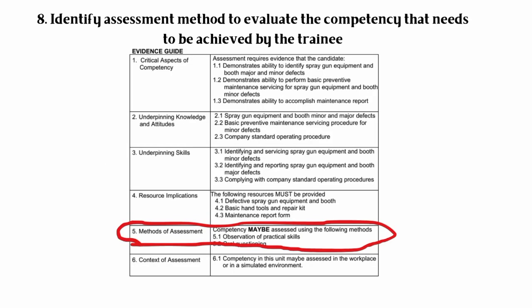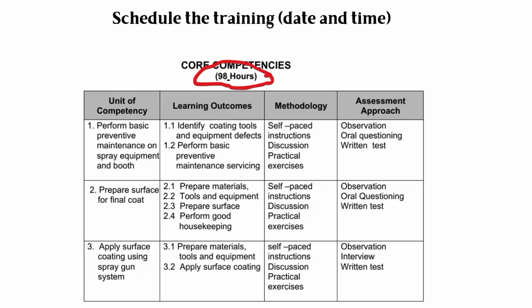The next is identifying the assessment method to evaluate the competency that needs to be achieved by the trainee. Here again, we look at our TR. We look for the evidence guide and then the method of assessment. Then we copy it and put it in the training plan, and that becomes the assessment method to be conducted, which is observation, practical skill, and oral questioning.